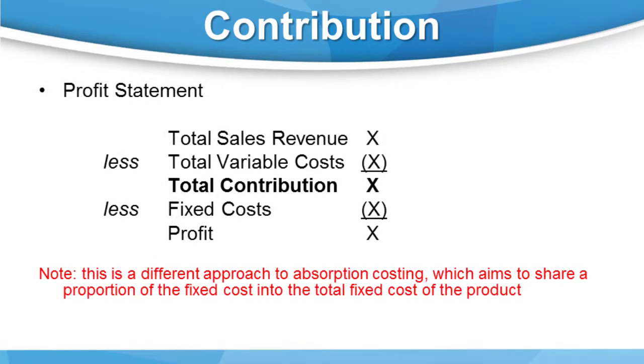We can see how this works if we look at a profit statement. The total sales income minus the total variable costs gives the total contribution. The fixed costs of the business are only then deducted at this point under marginal costing. The important thing is that they are treated as a cost for the period rather than as a cost of the product.